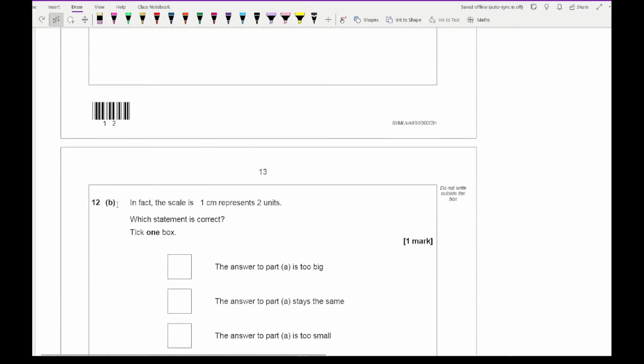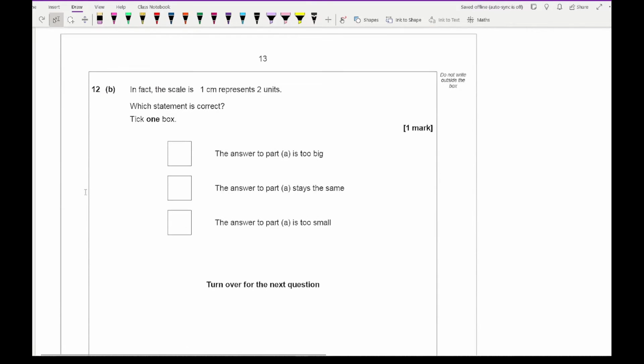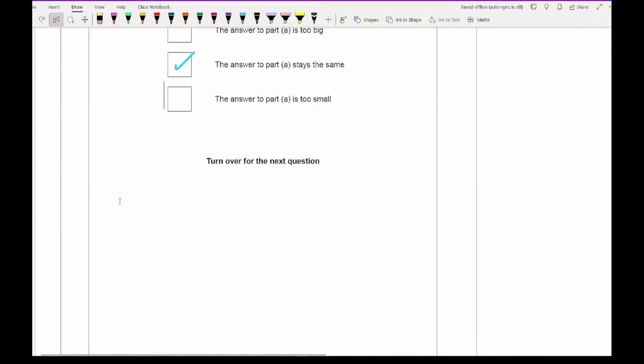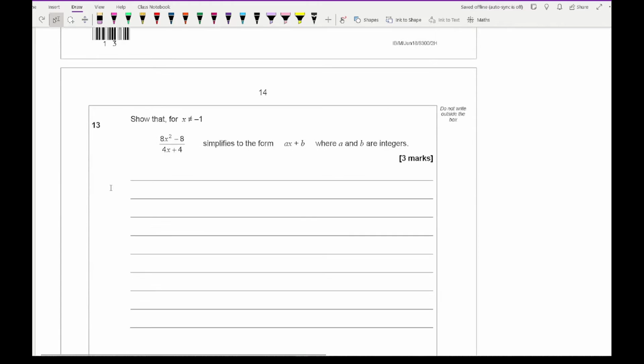Then for part B, it says that in fact the scale is 1 centimetre represents 2 units. Which statement is true? Well, the correct answer you should have is that it's going to stay the same. Now, the reason for this, the only time the gradient will be affected is if the scale changes for one of the axes, or if it changes for both where the scale is not the same. So for one, the vertical axis could be going up in 2, and the horizontal axis could be going up in 1, then that's where the gradient will be affected, or the size of the triangle will be affected in terms of its height and its base.